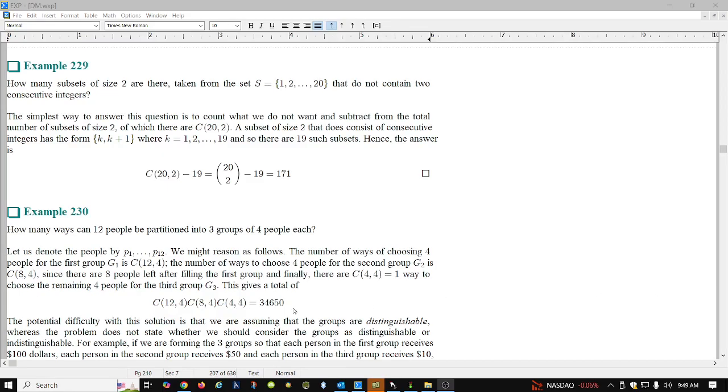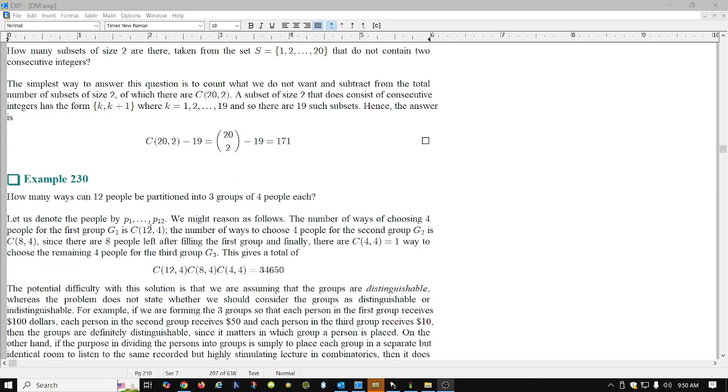However, there's a hidden subtlety here. We have assumed something that may not be applicable, and that is that the groups are distinguishable, that the first group is in some way different from the second, which is different from the third. They're not interchangeable. Let me give you a concrete example.